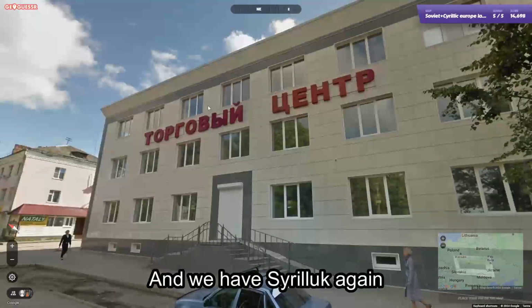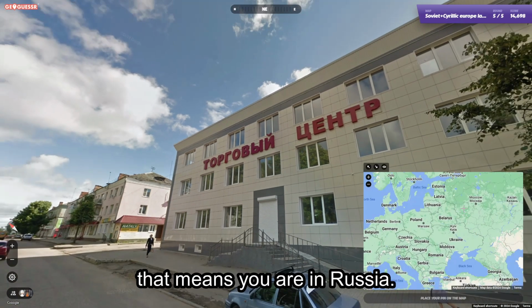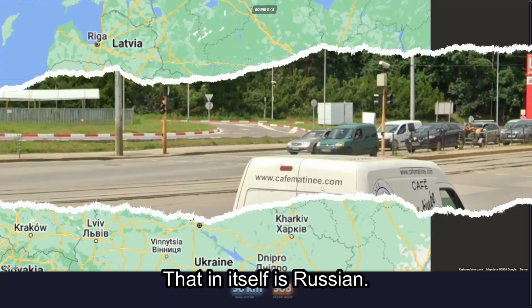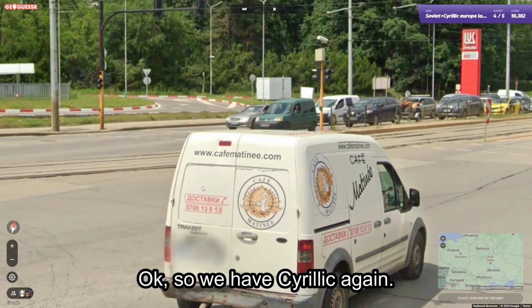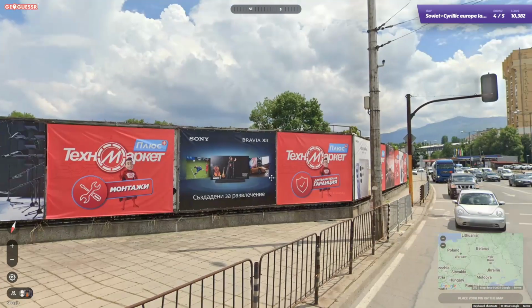And we have Cyrillic again. And we have the Ы, capital I/L. That means you are in Russia. That in itself is Russian. Okay, so we have Cyrillic again, which means we were in one of those countries I said earlier.